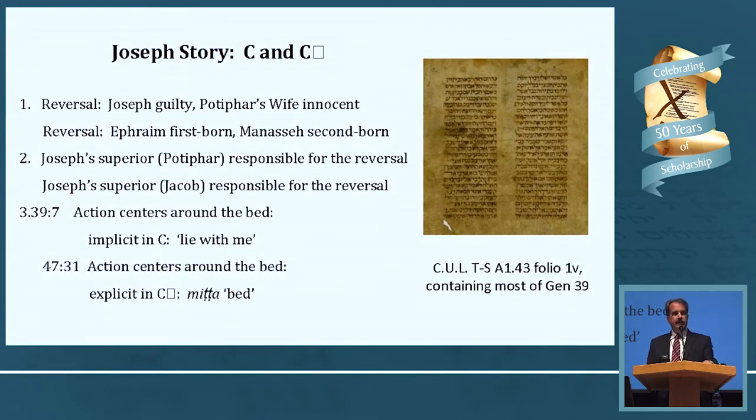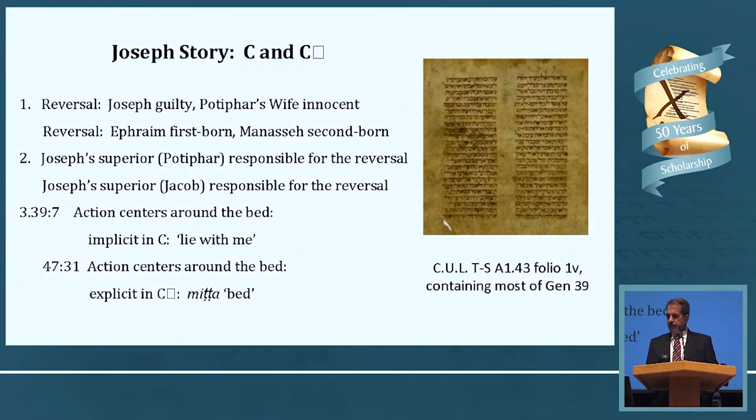The reversal near the end of the book of Genesis, C prime, is where Jacob crisscrosses his hands, and Manasseh, who was supposed to be the firstborn, becomes secondborn, and Ephraim, who was secondborn, son of Joseph, becomes the firstborn. And again, similar lexical items and themes and motifs.